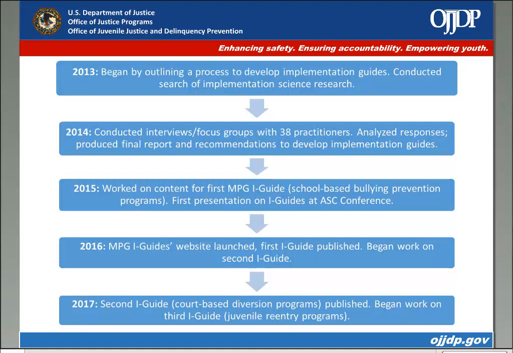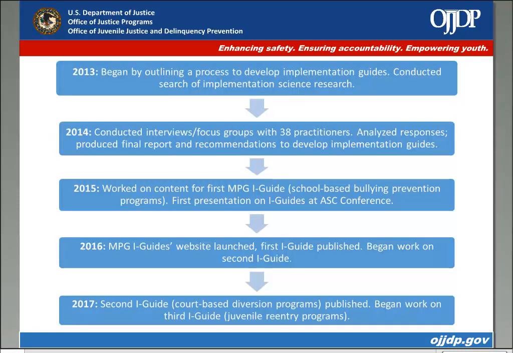In 2015, we worked on developing the first implementation guide, which focuses on the issue of school-based bullying. At the same time, in partnership with OJJDP's IT contractor, we helped to develop the implementation guides website. It was decided early on that the I-Guides would be an interactive website, a part of the MPG website, rather than just a PDF document.